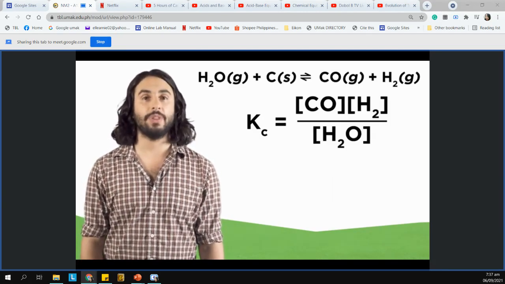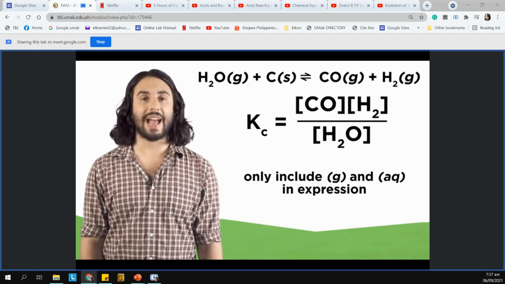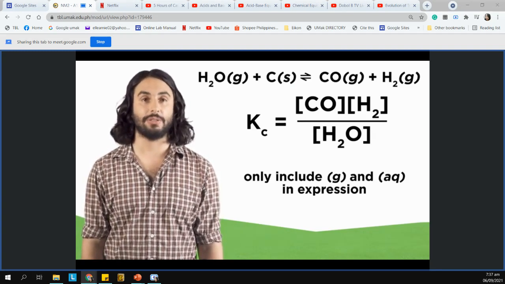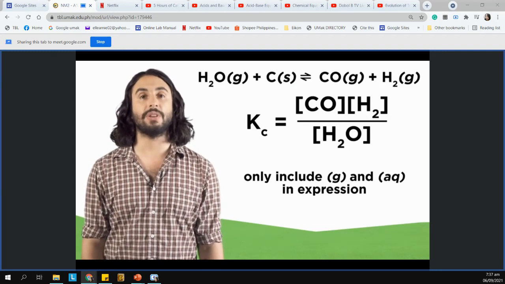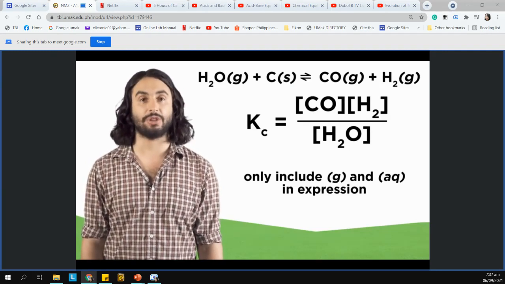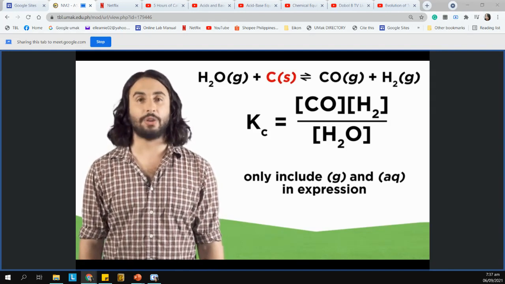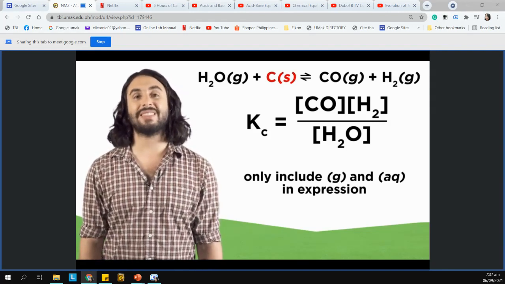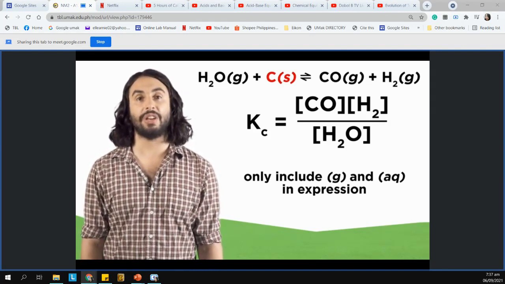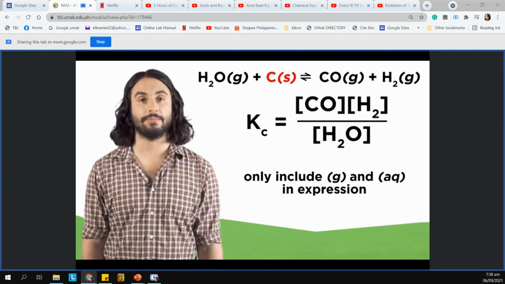When we write this expression, we only take into account gases and aqueous species. Solids and pure liquids will not be included in the expression. For example, here, notice how carbon is not included in the expression, since it doesn't make sense to discuss a solid in terms of a concentration.